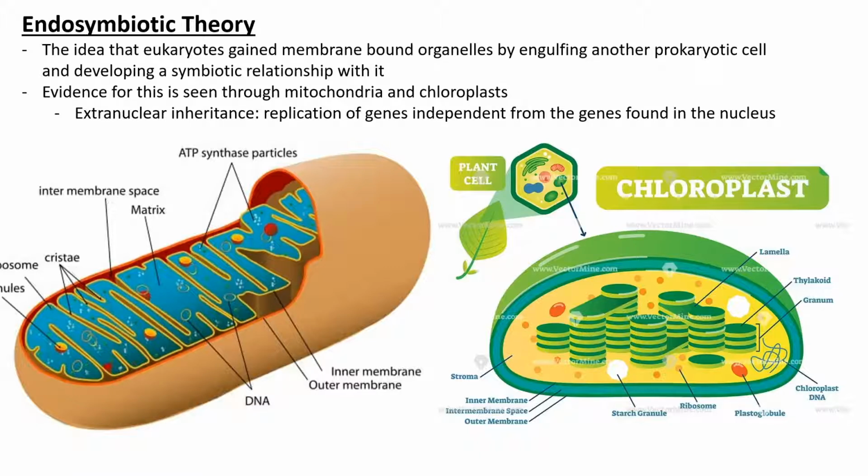The idea is that mitochondria and chloroplasts lived on their own at one point in history, but by living inside of a bigger cell, they gained a strategic advantage and developed a symbiotic relationship with it.